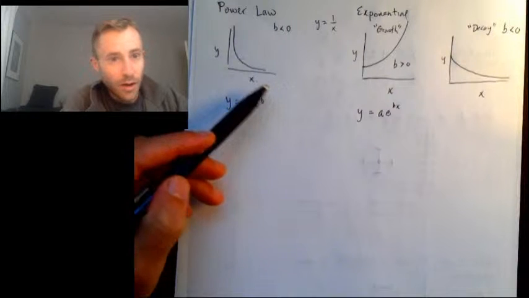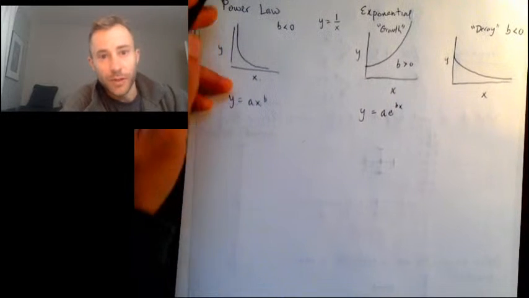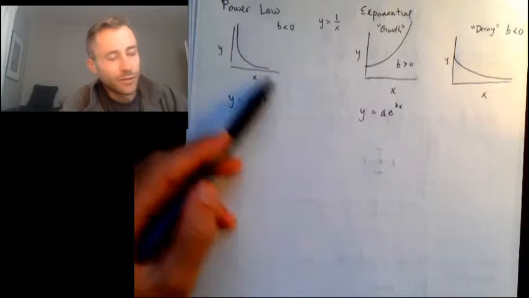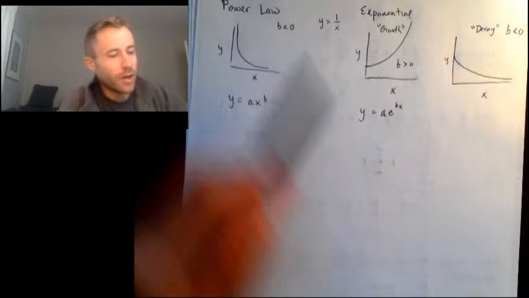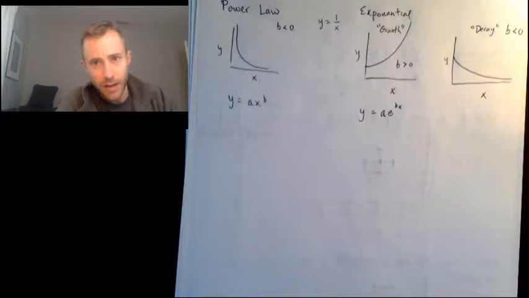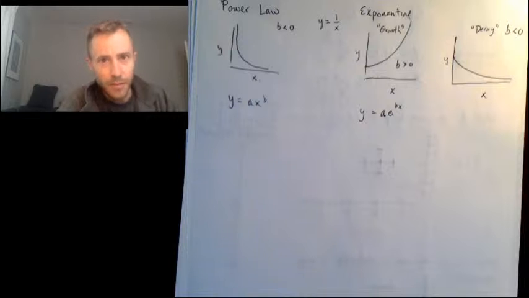But a power law actually goes up to infinity. It has a vertical asymptote, whereas exponential decay has a finite value at x equals 0.